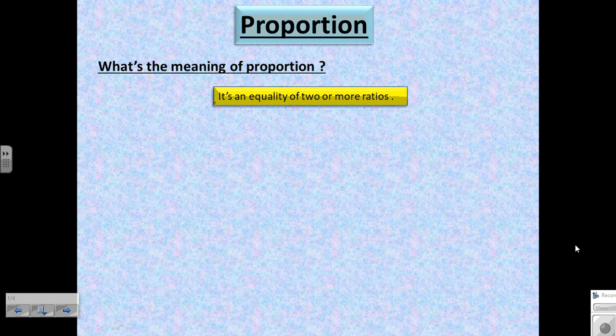Today we're going to talk about proportion. First of all, we need to know what is the meaning of proportion. What's the meaning of this word? It means it's an equality of two or more ratios.